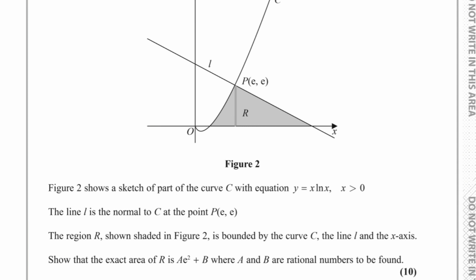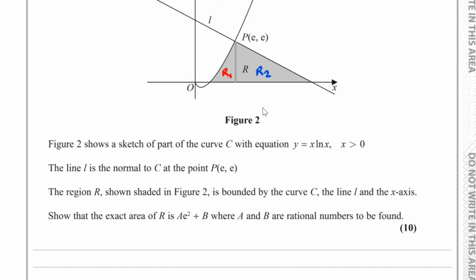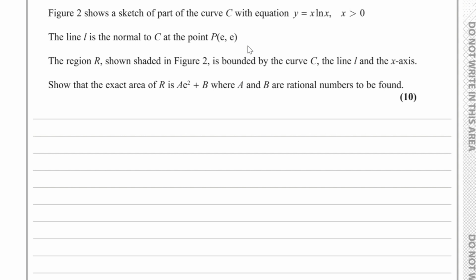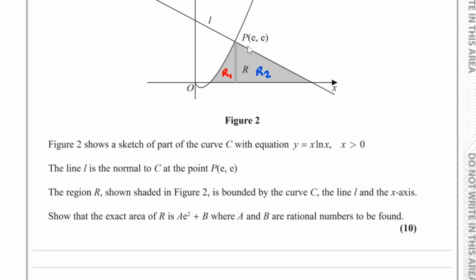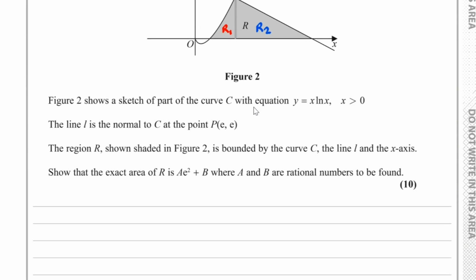I've got this first part, which I'm going to call R1, and the second one, which I'm going to call R2. Now, for me to find out what R1 is, I need to integrate under the curve between this point here and the point x equals E. Now, before we do anything else, what we know already is that L is the normal to C. So with that, we can find out the equation of the normal L. And we can do that by differentiating.